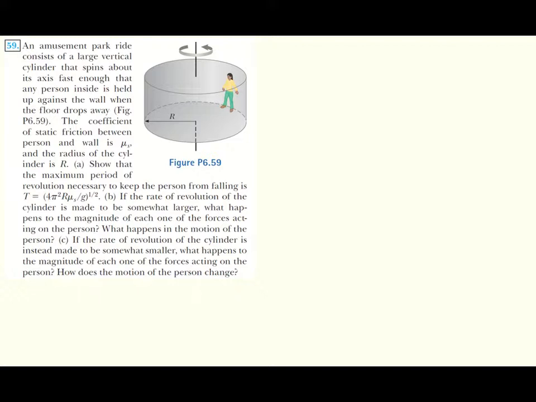To do that, we're going to make a free body diagram viewed from the top. So we're going to view it from this angle. That's the view from the top, and the person is here against the wall. Okay. If we look at the free body diagram, there's going to be a force coming inward, and that force is the normal force. As the wheel spins, we get a normal force that comes in.